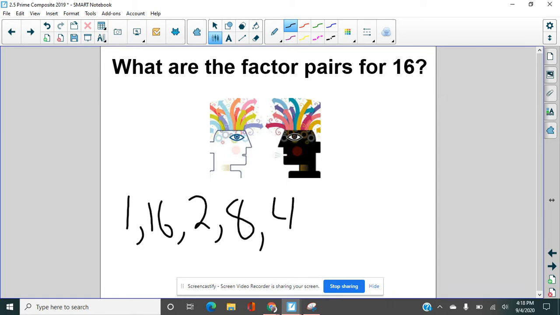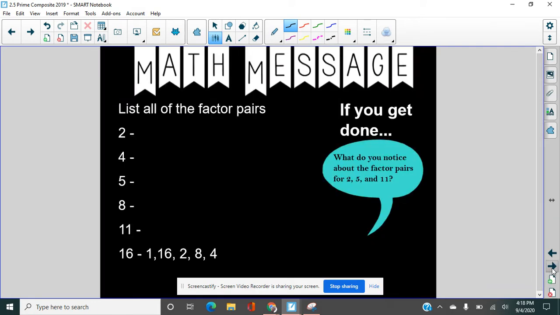5? No. 5, 10, 15, 20. 6? Nope, 6 doesn't work. 7 doesn't work either. 8 works, but it's already on my list, so I'm done. So there are 5 factors of 16. Let's look at some other factors as we head on this journey. We've got our 16 already.